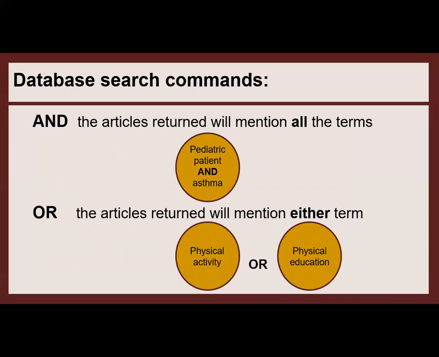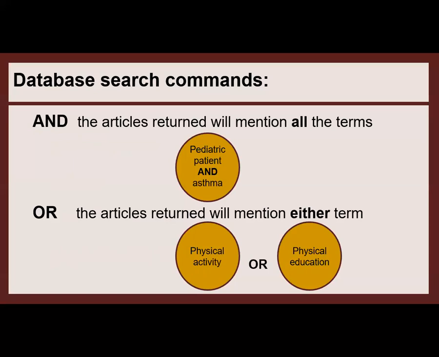In the next two slides, I will be discussing different search commands. In addition to keyword searching, the commands and, or are the most useful search commands. When you connect keywords with and, the database will return articles that mention each term. For example, if we typed the search string, pediatric patient and asthma, the database will only return articles that mention both of those terms.